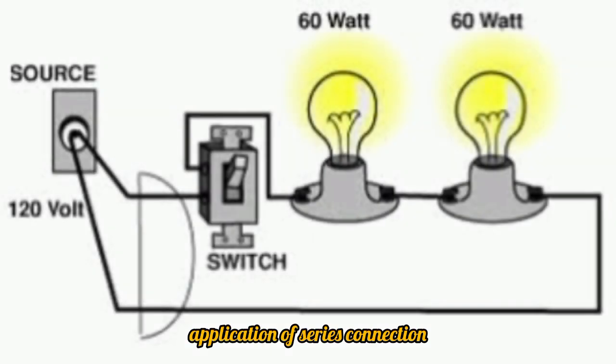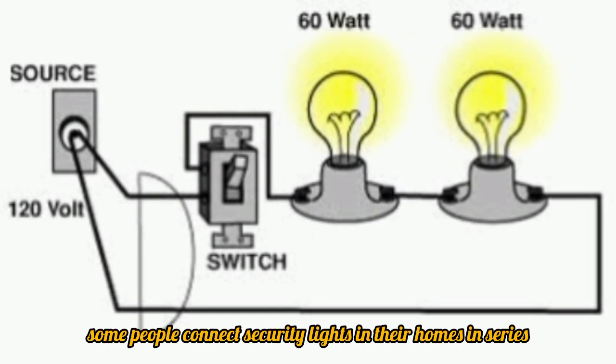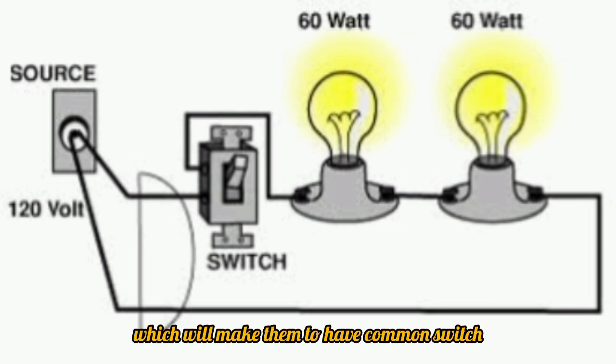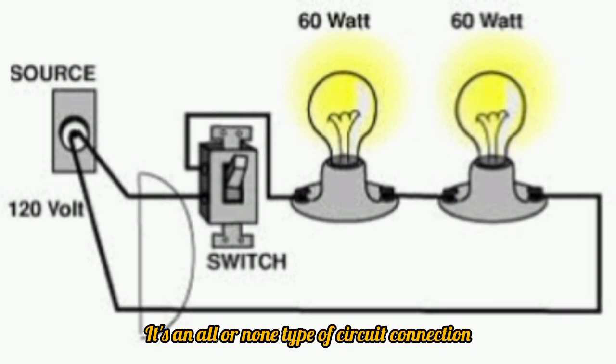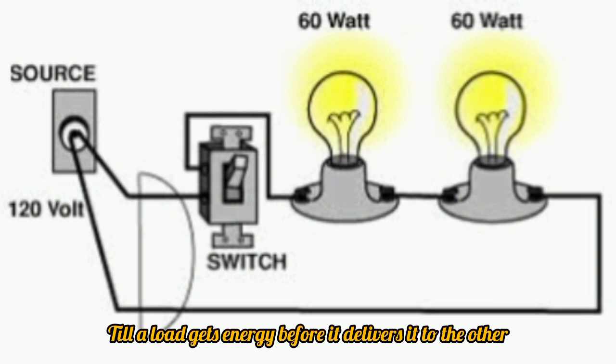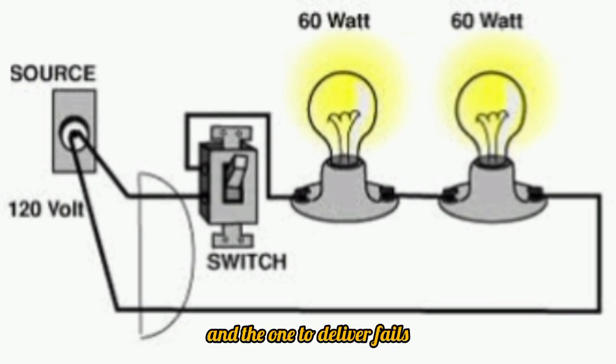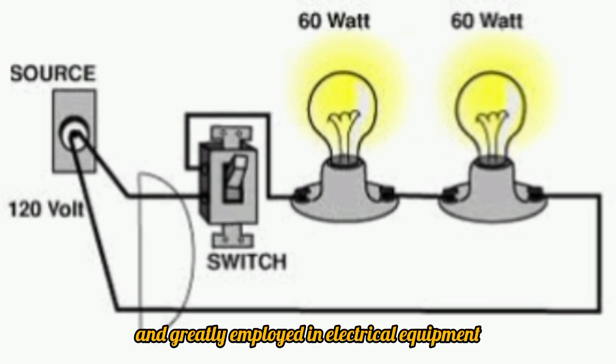Application of series connection. Some people connect security lights in their homes in series, which will make them have a common switch. The problem with this kind of connection is that when a load develops a problem, the other connected loads will fail. It's an all or none type of circuit connection. Until a load gets energy before it delivers it to the other, and the one to deliver fails, there will be a blackout. Series circuit connections are common and greatly employed in electrical equipment.